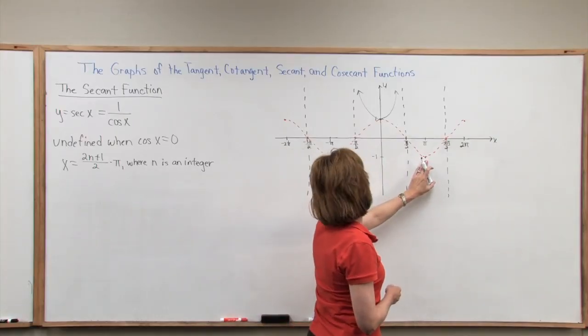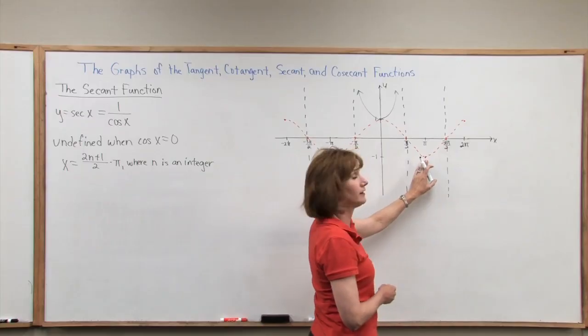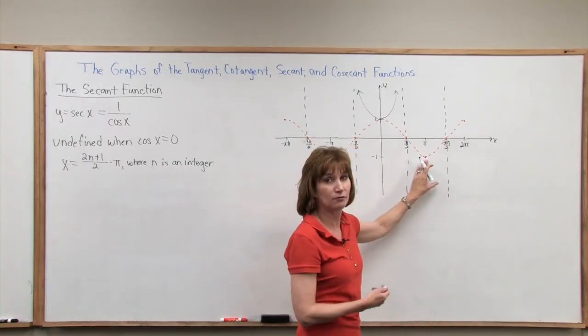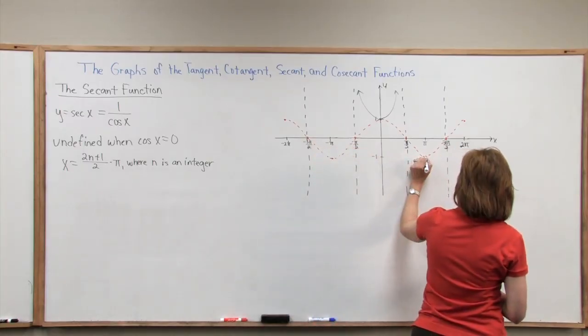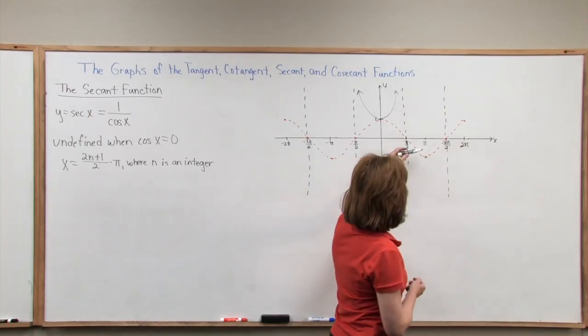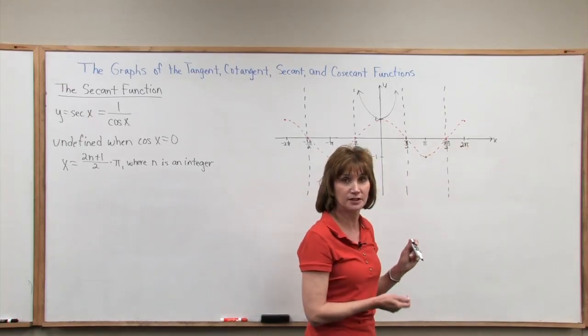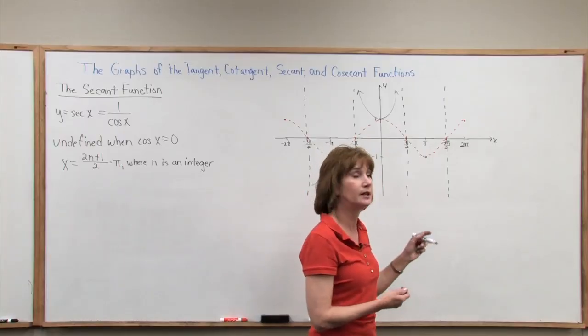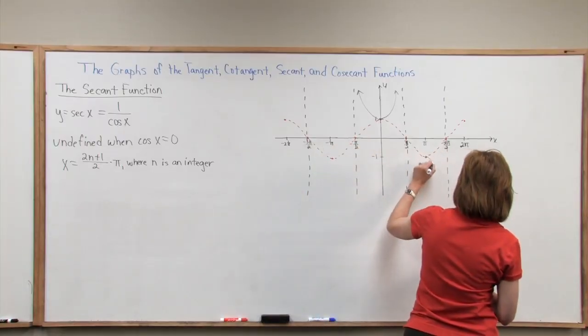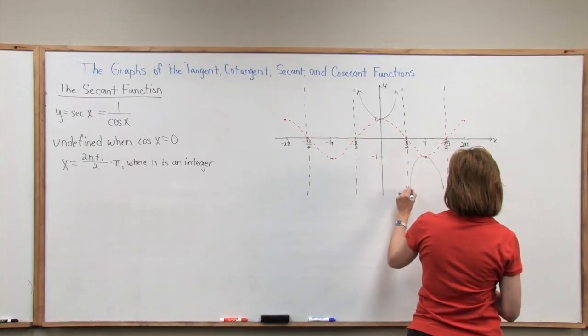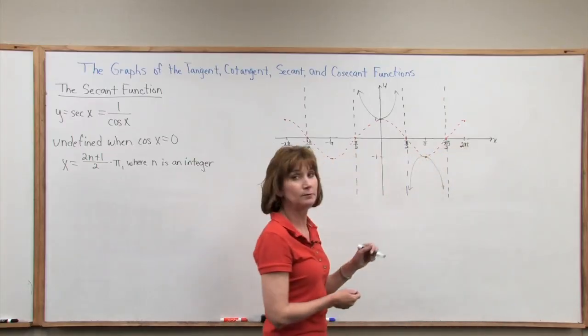Here we have a point for cosine, pi, negative 1. Well, the reciprocal of negative 1 is, of course, negative 1, so that will be a point on the secant. And all these values for the cosine between negative 1 and 0, the reciprocal of those values are numbers less than negative 1, and it approaches the vertical asymptotes as well. Here's one period for the secant.